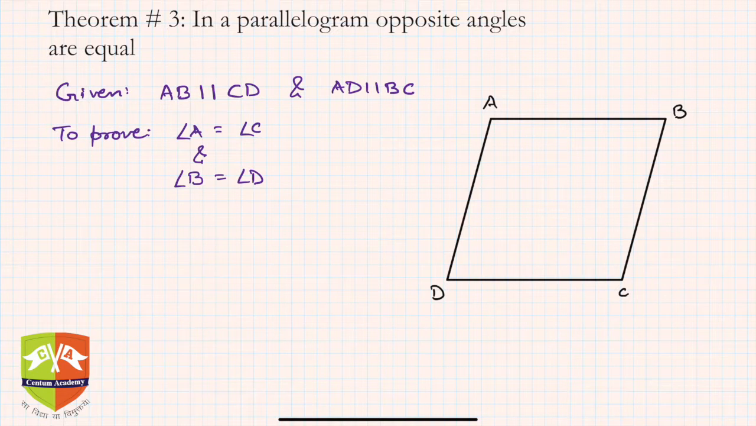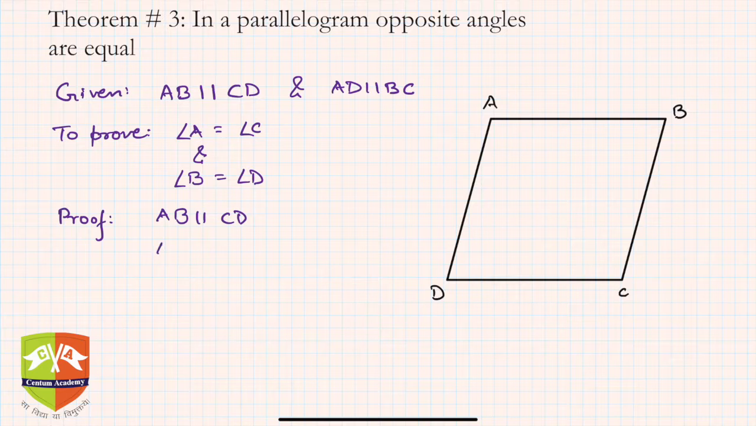Now what approach should we take? There are multiple methods you can use. You can join the diagonal DB and then try proving congruence. Or the easier method would be to use the properties of parallel lines. So if you see, AB is parallel to CD, isn't it? AB is parallel to CD.